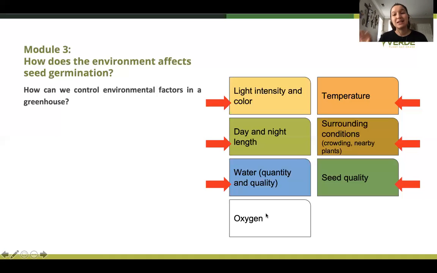One of the things that's a little harder to control in a greenhouse is oxygen, right? We can't create more oxygen in a greenhouse. We can't pump in a bunch of oxygen. But what we can do is increase airflow, which, bringing air from the outside might bring in more oxygen, and we can control our soil mixes. And our soil mixes allow oxygen to get down into the roots if they're well draining. So that's something that we can control slightly, but not completely.